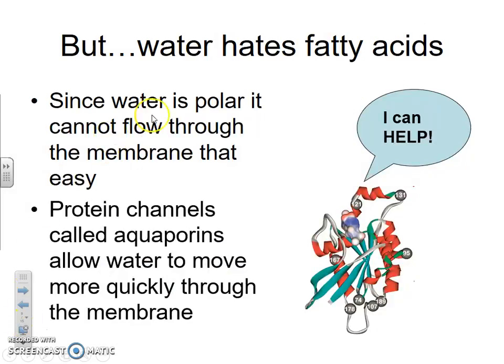So one of the problems here, though, is that water is a polar molecule. Because it's a polar molecule, it can't go through the phospholipids, and it gets repelled by the fatty acid tails, so it hates fatty acid tails. Some of it can actually leak through a tiny bit because it's a small molecule, but not in any great amount. So in the membrane, there are these protein channels called aquaporins. And their job is to allow water to move through the membrane more quickly.